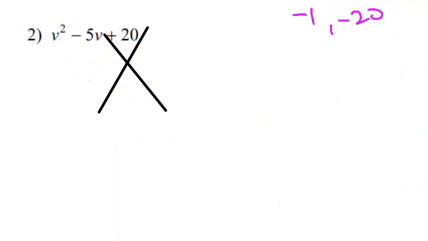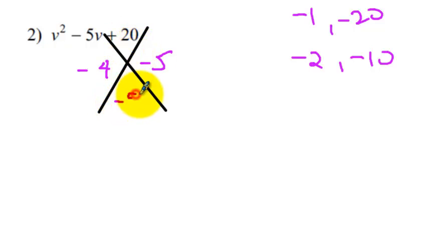Let's try negative 2 and negative 10. Negative 2 times negative 10 is 20, but the sum is negative 12. So negative 2 and negative 10 did not work. Let's find another factor. Let's say negative 4 and negative 5. The product is equal to 20, the sum is negative 9. So negative 4 and negative 5 did not work.